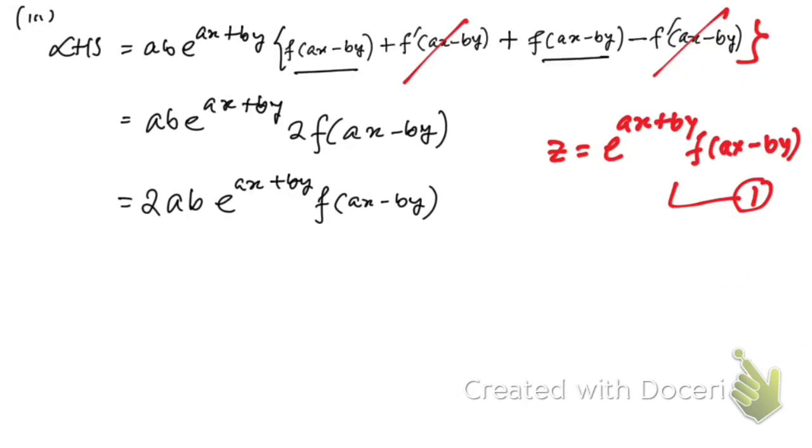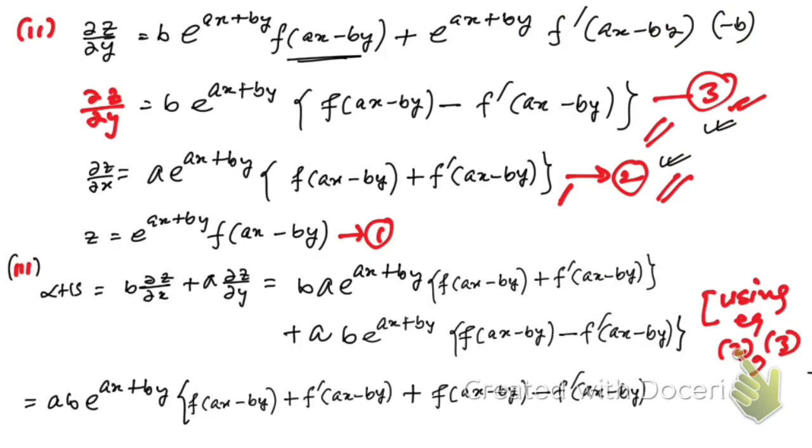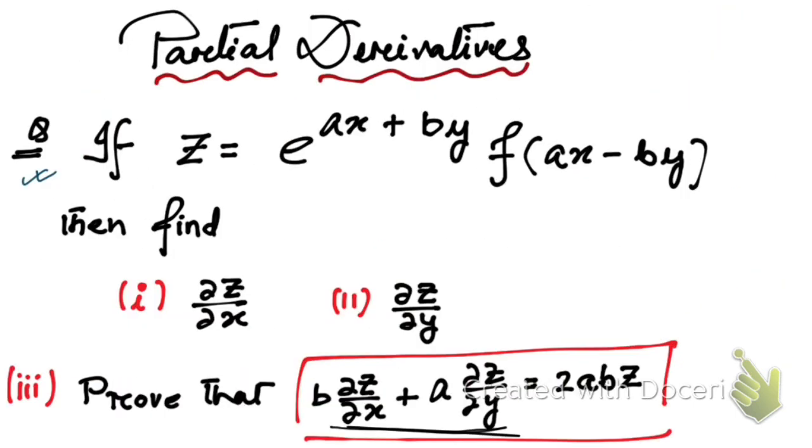And here you see, we're going to use equation number 1. So replace it by 1. Then 2ab into z, using 1. So this is the right hand side we needed to prove, right? This is the right hand side. If you check the equation, here you see, this is the right hand side, 2abz. That's what we have proved.